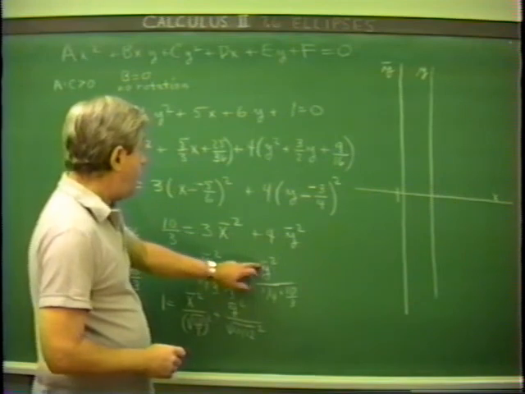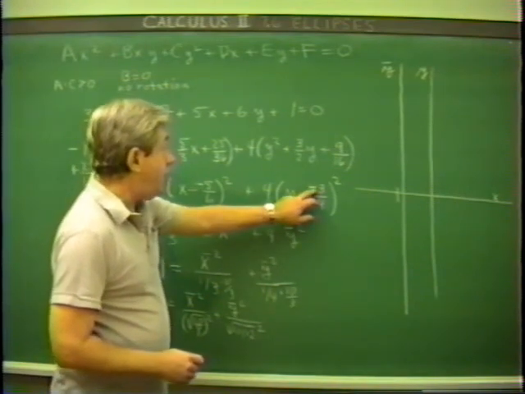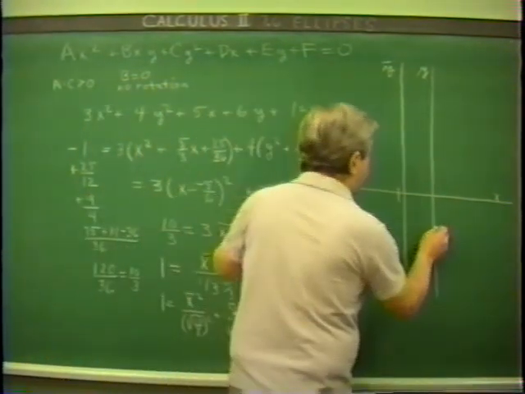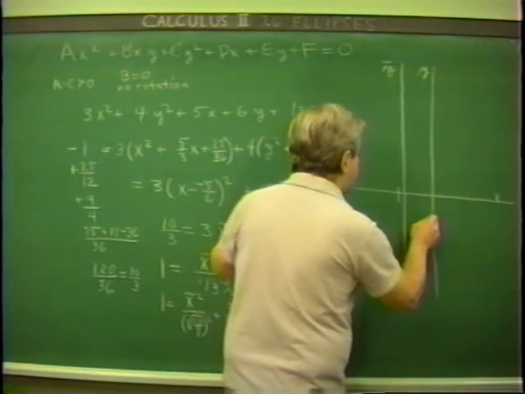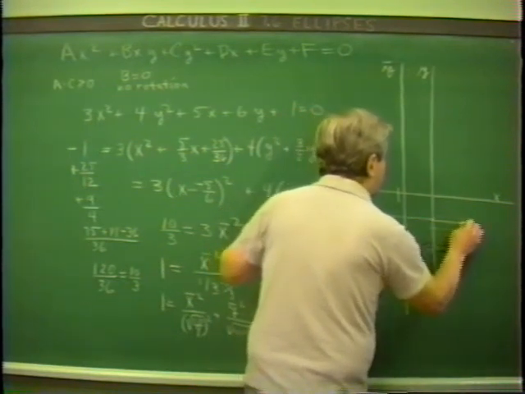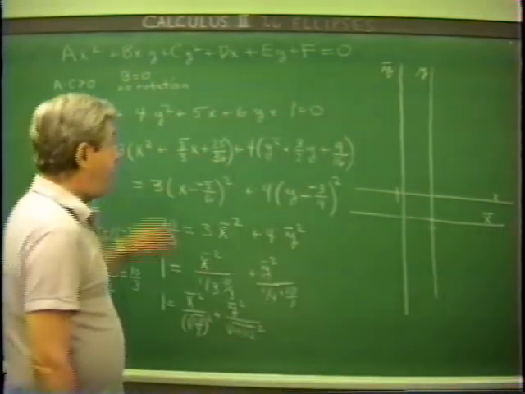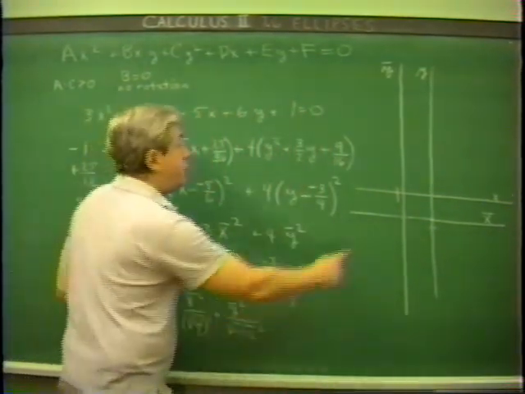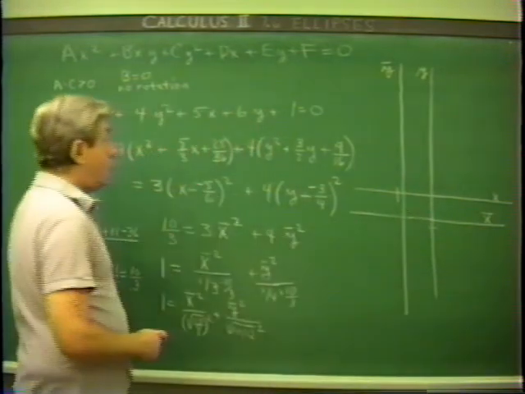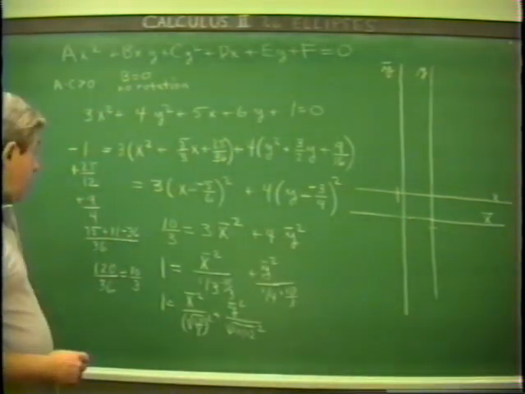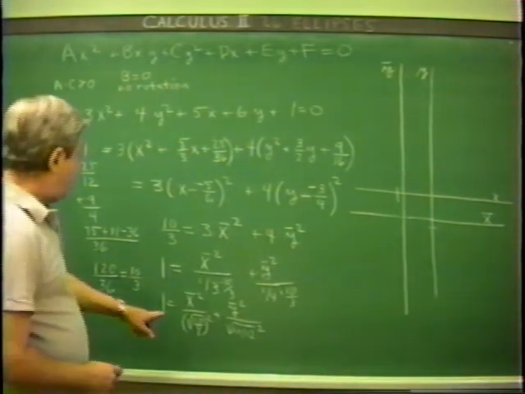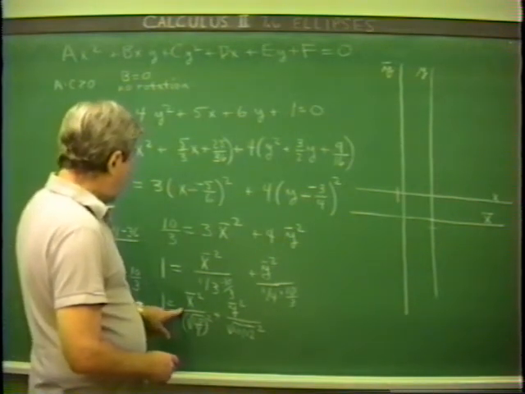Right? Y bar is equal to 0 is going to be the x bar axis, and that's going to happen when y is equal to minus 3/4. So if we go down here to minus 3/4, you can draw this as an x bar axis. Right? And now this equation is going to be centered on the x bar, y bar coordinate system.